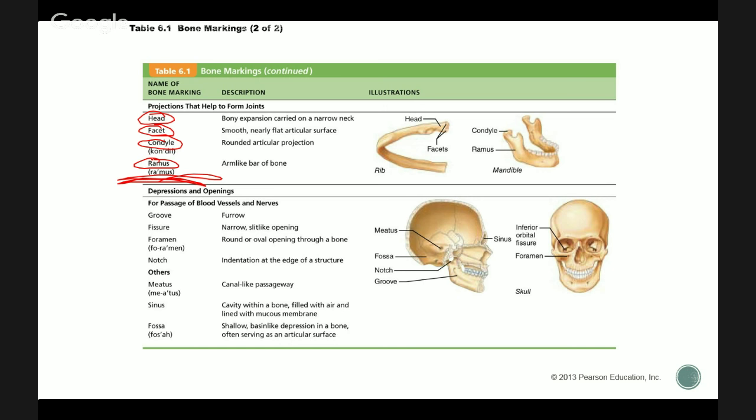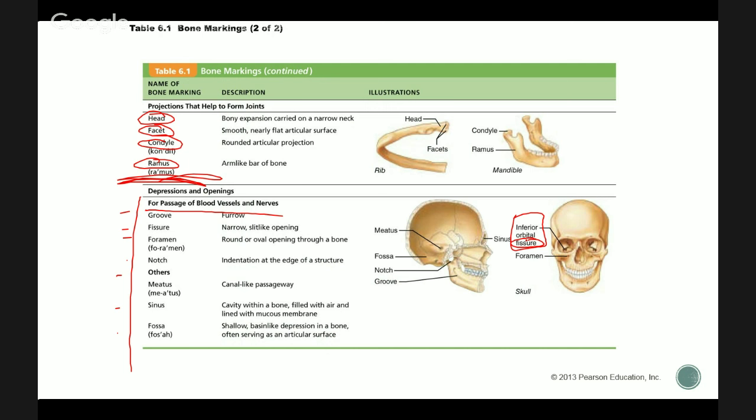All right, so these are depressions and openings. You can see these are for passage of blood vessels and nerves. So you see things called grooves and fissures and foramen or foramina, notches, meatus, sinuses, and fossa. These are all names given to the depressions and the openings of the body. So just be aware that these exist. You're going to see the terms. And if you see something like inferior orbital fissure and wonder what a fissure is, just go back to this bone markings table and look it up.